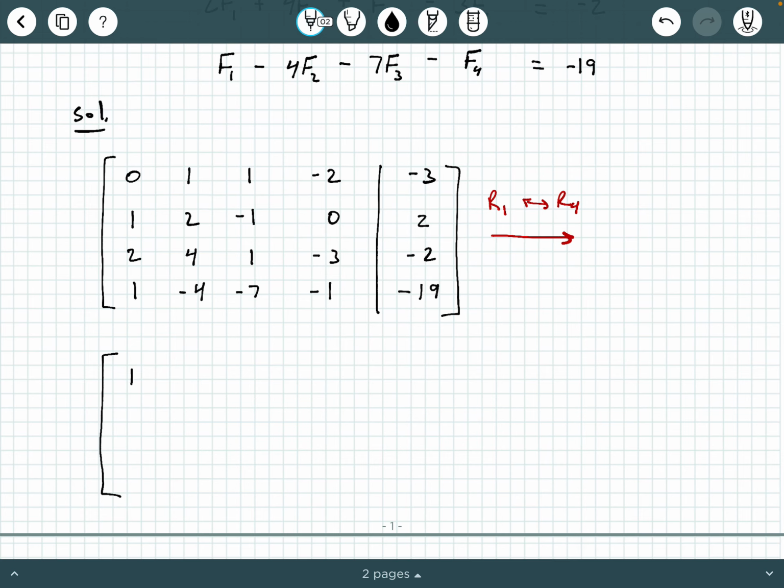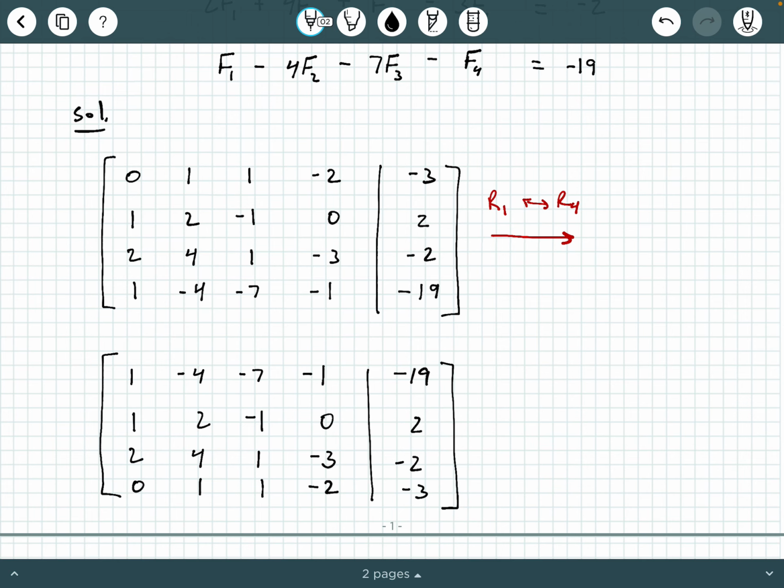So we're going to have +1, -4, -7, -1, -19. And then rows 2 and 3 are staying the same for now. So I'm just rewriting rows 2 and 3. And here is the new row 4 all the way down at the bottom. Okay, so there we go.